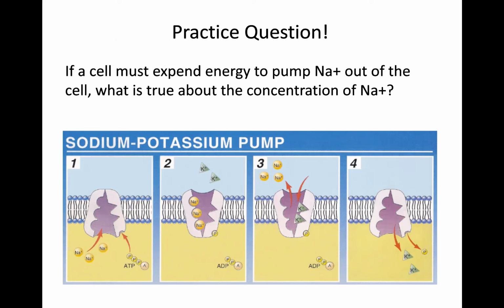So if a cell must expend ATP to pump sodium back out of the cell, what is true about the concentration of sodium? If we're using energy to activate a pump, it means that we are pushing molecules against their concentration gradients. So based on this question, we know that there is more sodium outside of the cell than inside of the cell because we have to be using energy to push it out where it's more concentrated.